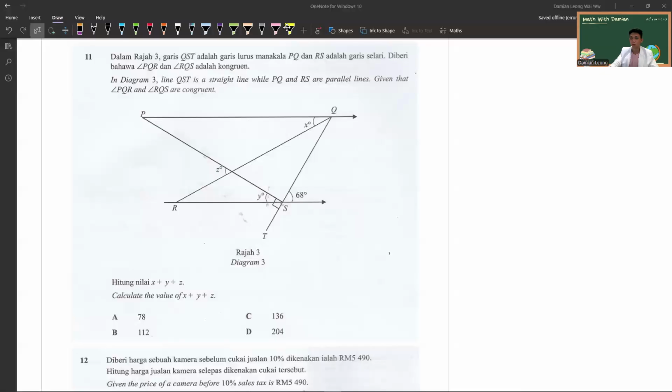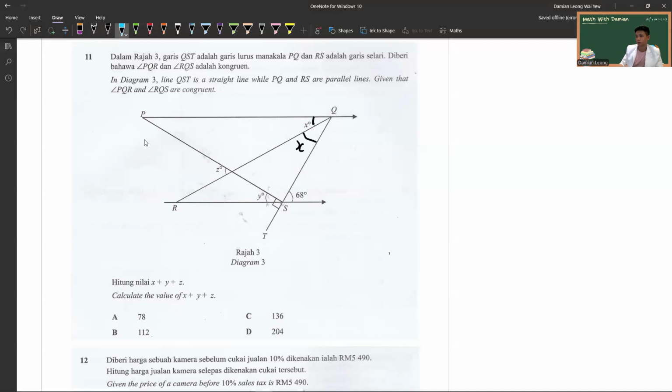Then question 11. In diagram 3, line QST is a straight line, while PQ and RS are parallel lines. Given that angle PQR and angle RQS are congruent, meaning they have the same angle, and PQ and RS are parallel, I want x plus y plus z.